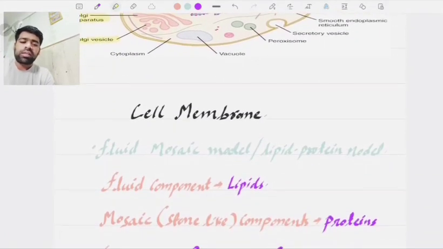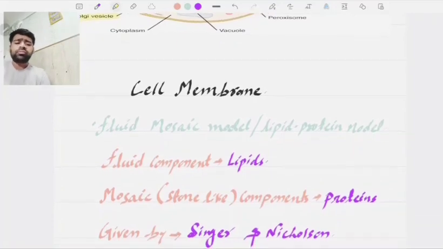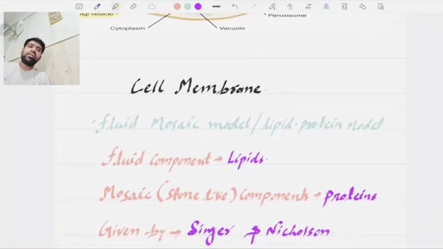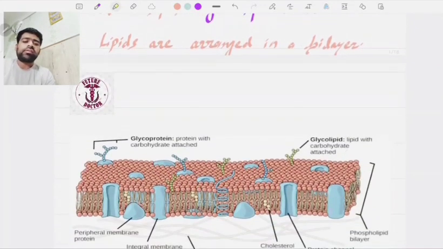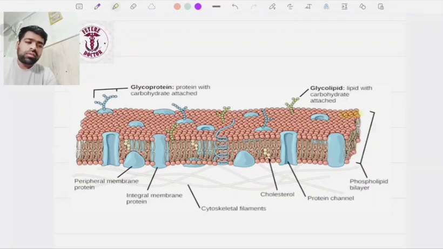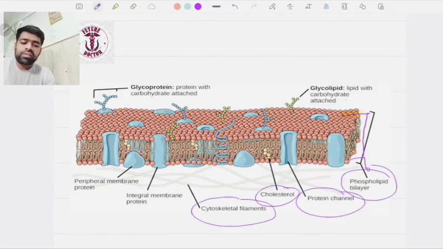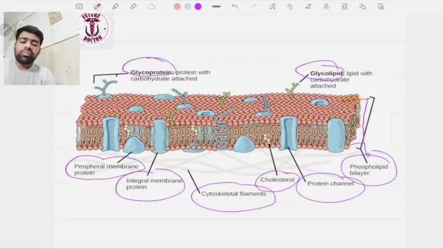The cell membrane is a fluid mosaic model, a lipid-protein model. Fluid component means lipid, and mosaic component means proteins, with lipid present in bilayers. This theory was given by Singer and Nicholson. See here, two layers. This is the phospholipid bilayer. Here protein channels, cholesterol, skeletal filaments are present. Integral membrane protein is present. Here glycoprotein, glycolipid, and peripheral membrane protein are present.